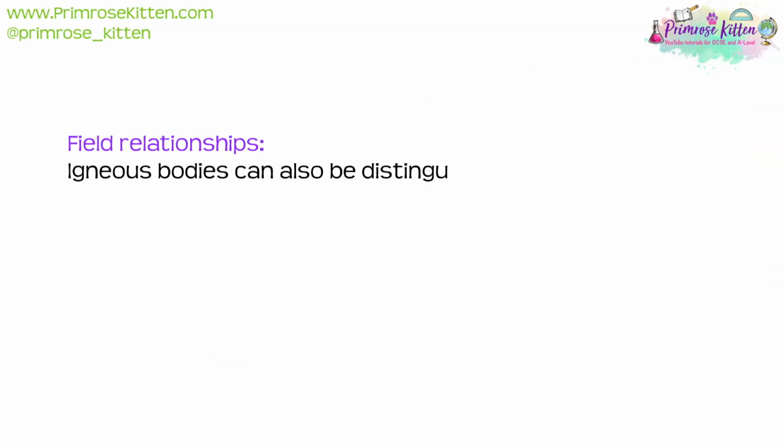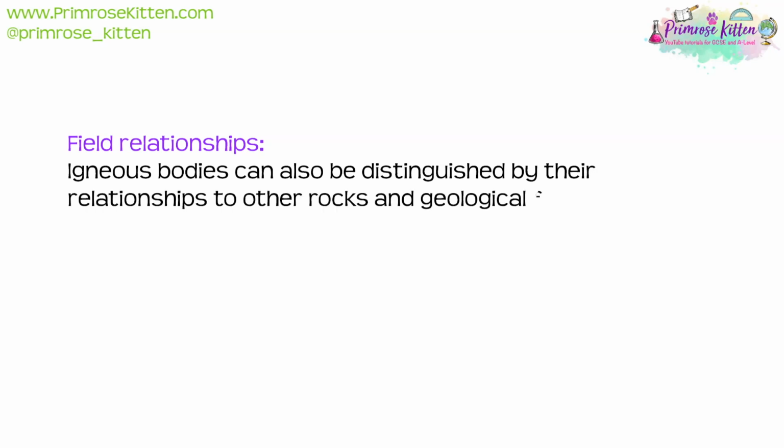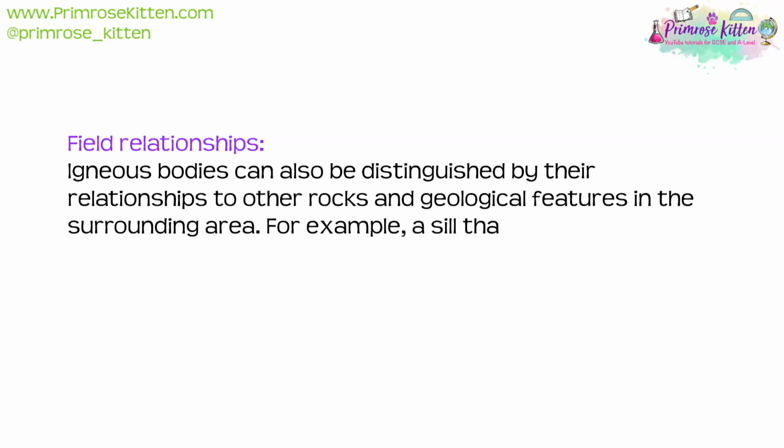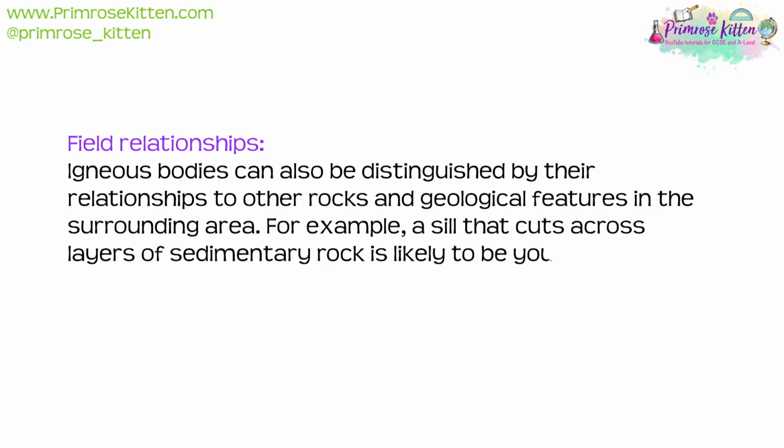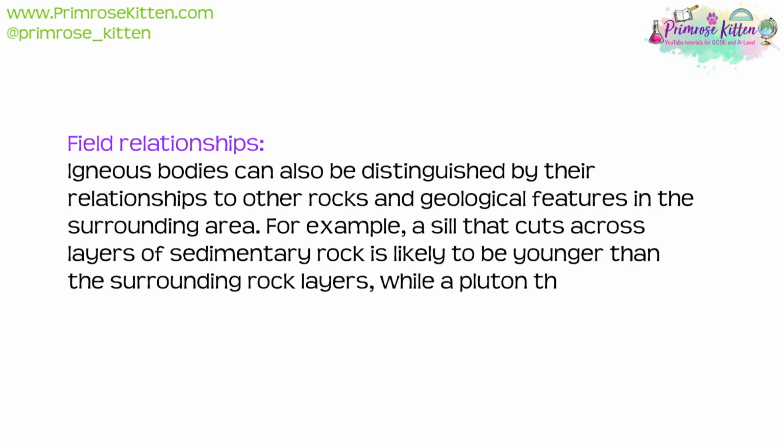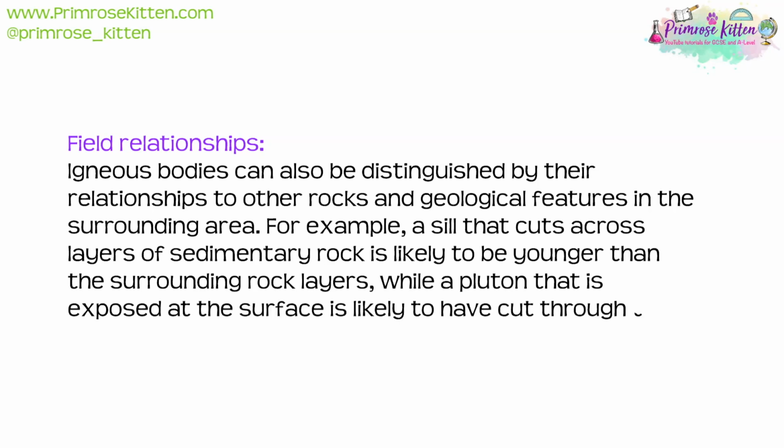Now, finally, let's look at field relationships. Igneous bodies can also be distinguished by their relationships to other rocks and geological features in the surrounding area. For example, a sill that cuts across layers of sedimentary rock is likely to be younger than the surrounding rock layers, while a pluton that is exposed at the surface is likely to have cut through the surrounding rock layers.